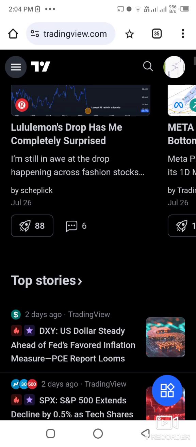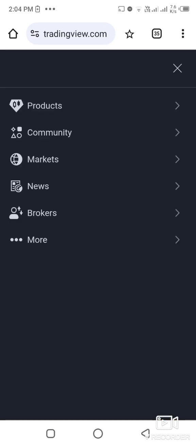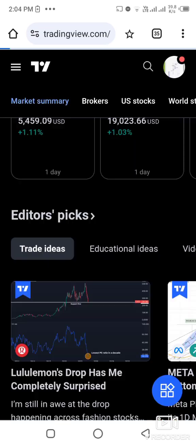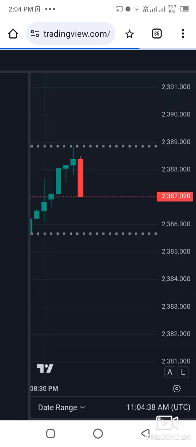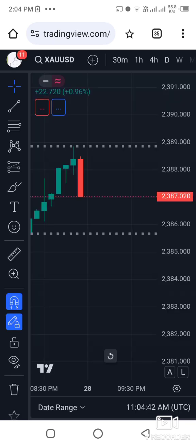TradingView is a good platform actually. It helps us during our analysis because you are able to find everything that you need. You can customize it and add whatever you want to fit your preference. Up here we have the pair that you might want to trade. If you tap that, you'll be able to see whatever you want to trade. For example, mine is gold.